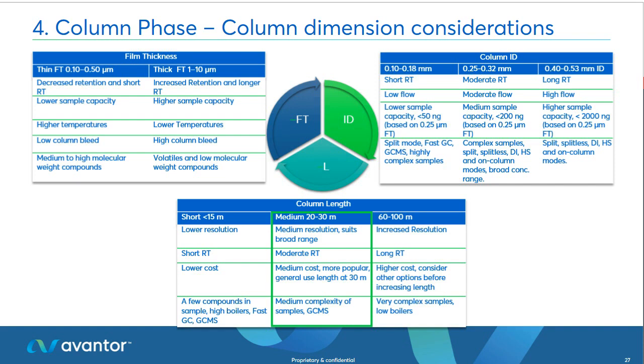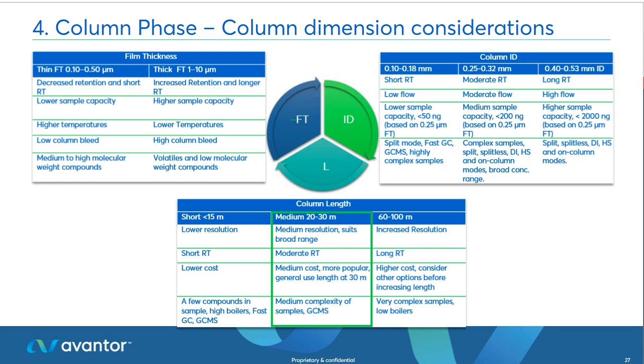So the longer columns tend to be for low boilers, very complex samples. There's very long retention times, but for that application, that's okay. It works well for those analytes. The issue is that cost is higher because when you have more silica, more phase, it costs more money.